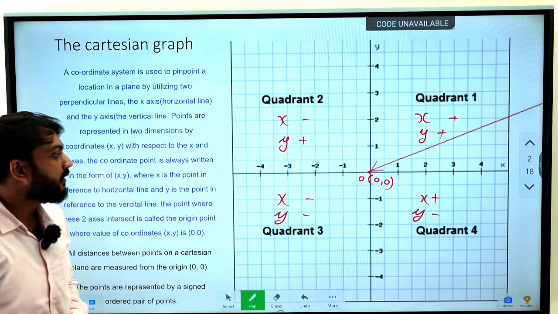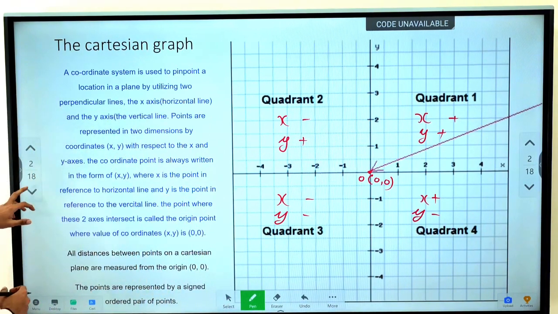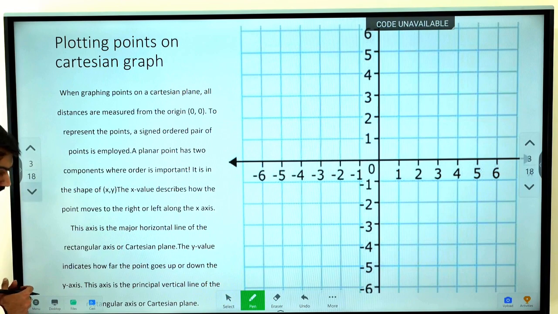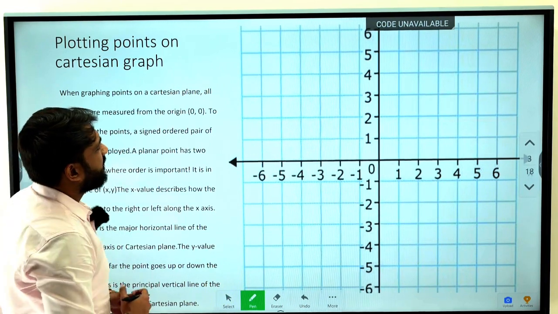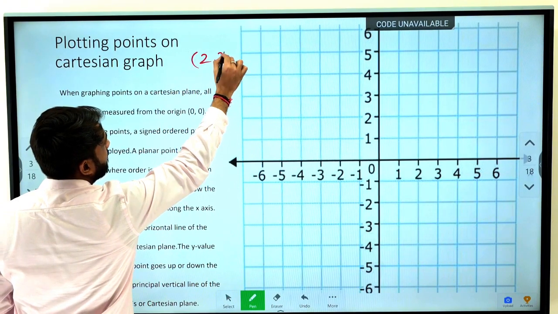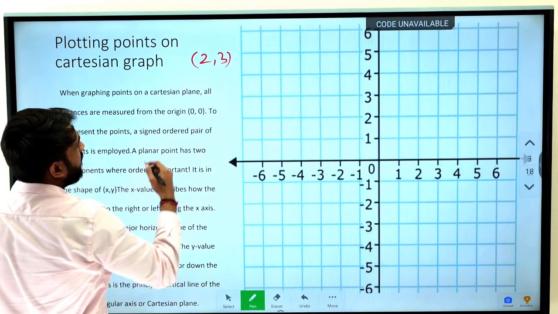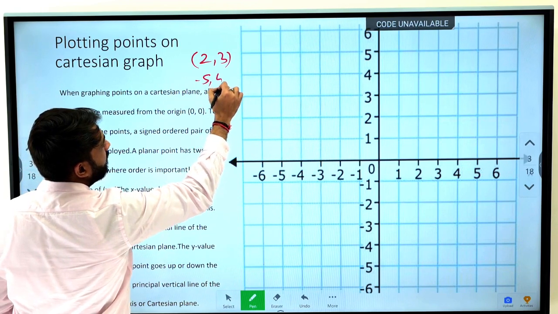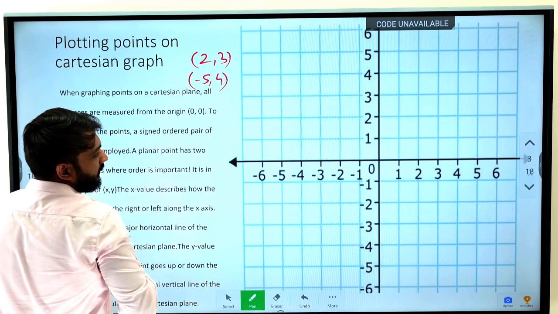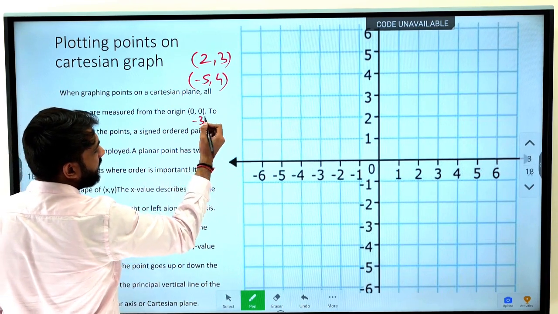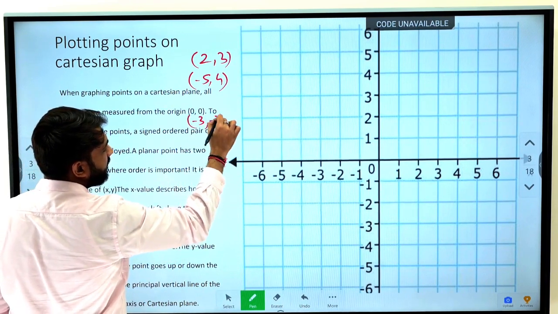This way you can remember and also verify what points you are marking, because the next thing that we'll look into is marking points on the Cartesian graph. Let's take a few random examples. Let's say I want to mark out the point 2, 3. Let's pick one negative. Let's say I want to mark out the point -5, 4. Let's take one more where both are negative: to mark out -3, -2.